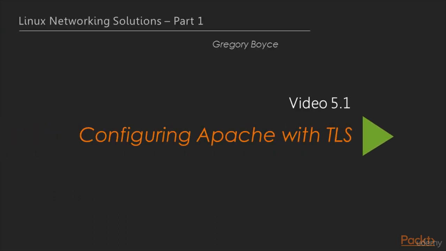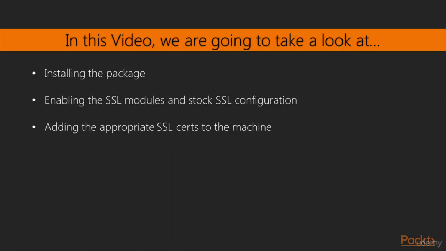So let's begin with the first video titled Configuring Apache with TLS. In this video, you'll install the package, then enable the SSL module and stock SSL configuration, and finally add the appropriate SSL certs to the machine.